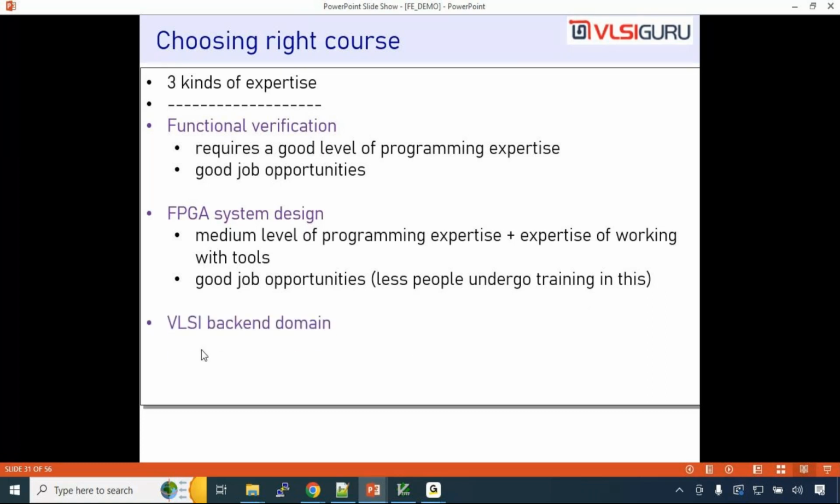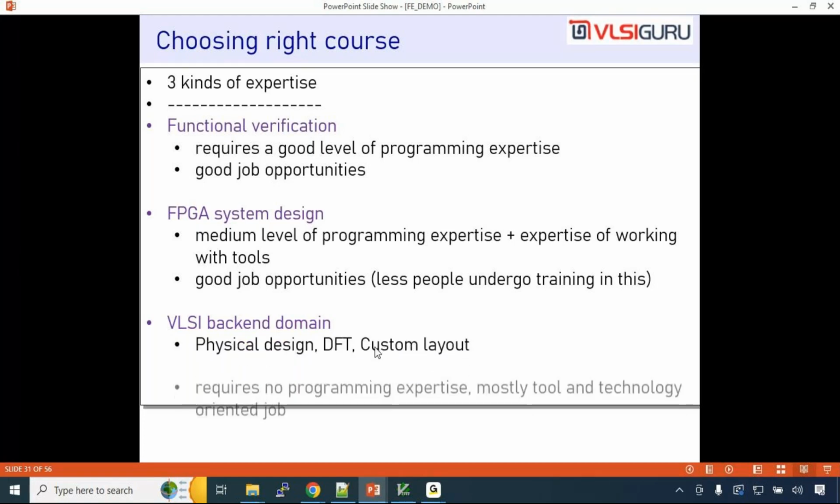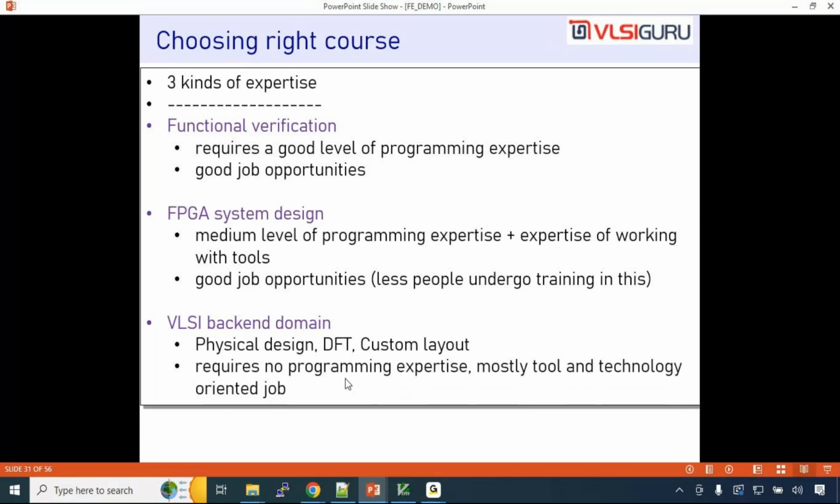Then third, we have the VLSI backend domain. There you can do physical design, DFT, custom layout. No programming expertise. You don't need any programming skill set at all. Mostly it is a tool and technology oriented job. Technology means what? Understanding MOSFET, understanding short channel effects, understanding concepts like RC circuits. All those technology concepts you need to understand. Accordingly, you choose which one is good for you.